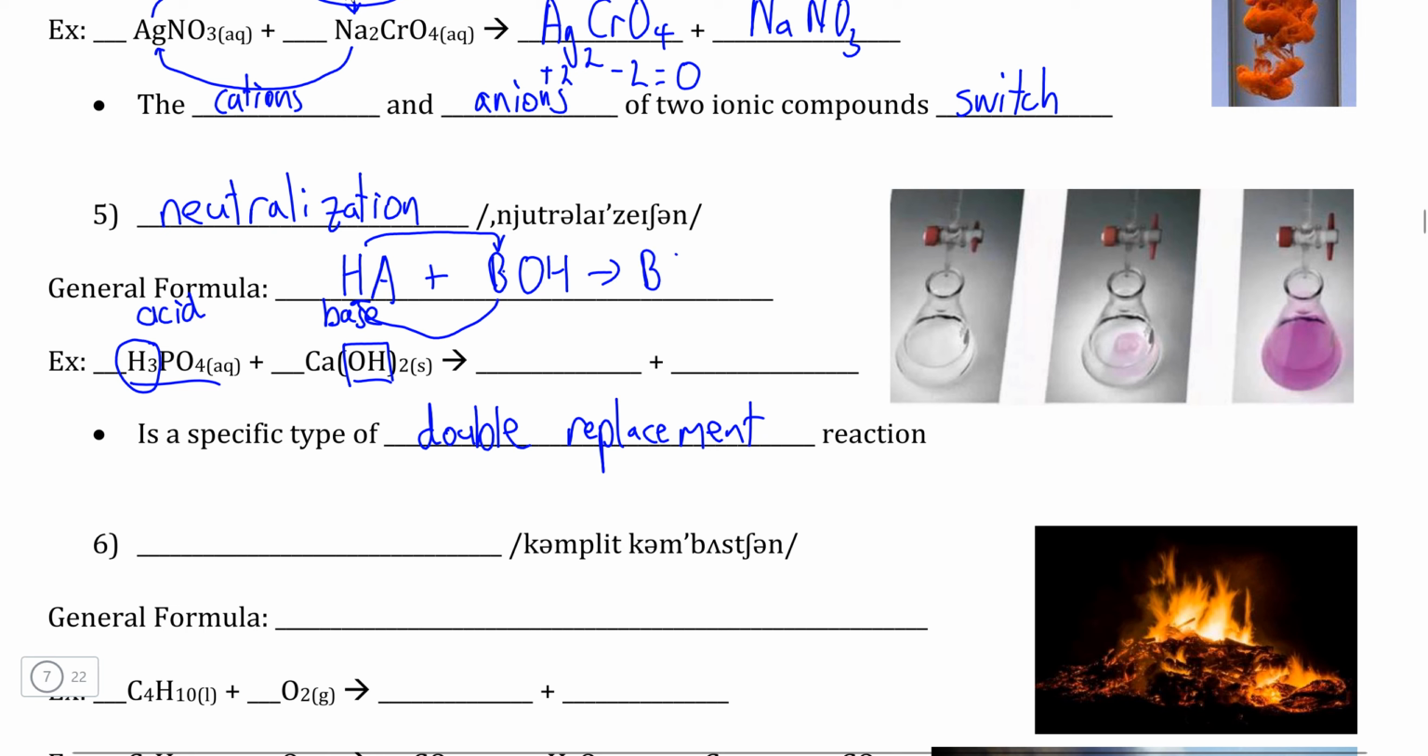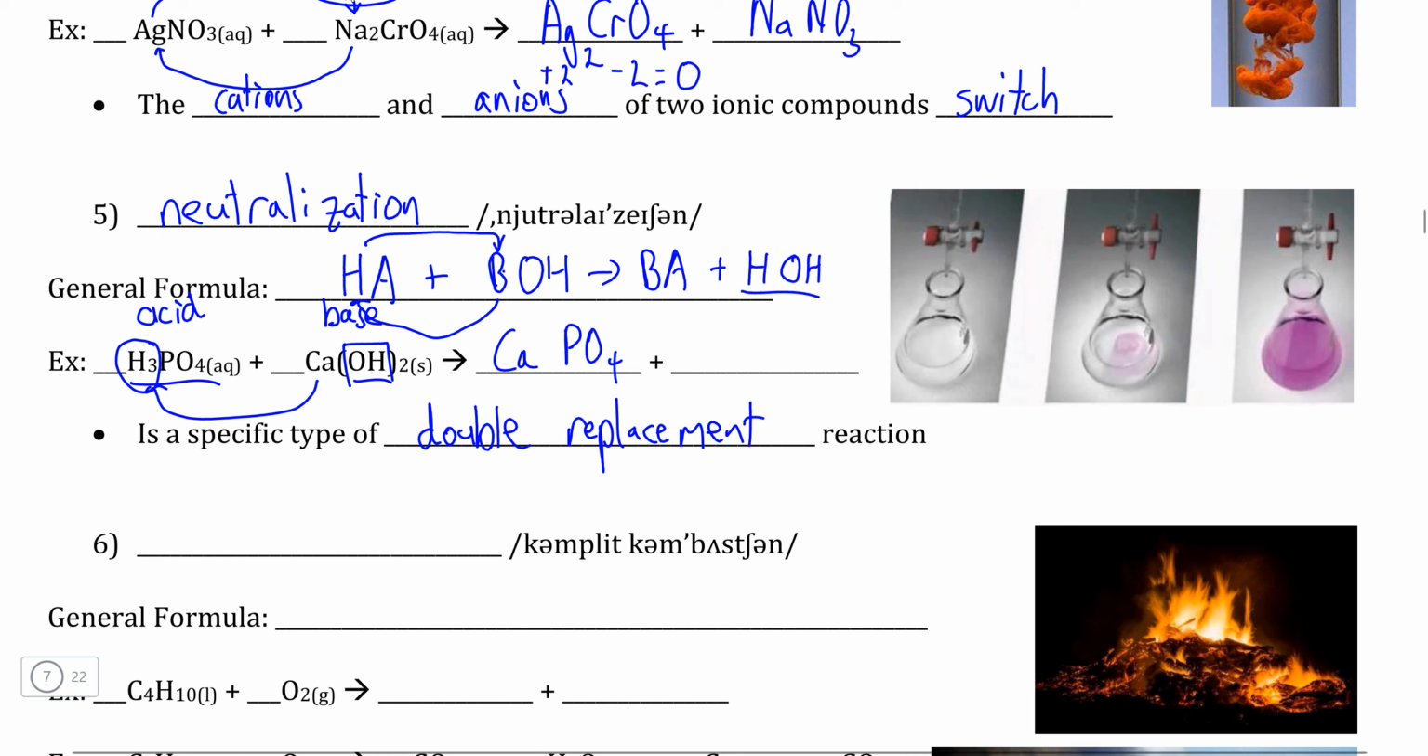So our first product compound is going to be Ba, the metal from the base, switching places with hydrogen in order to pair with the anion, the negative ion from the acid. So this would be calcium phosphate. And again, we'll need to check the charge to get the correct chemical formula, but then we have the hydrogen displacing the metal from the base, meaning that the hydrogen is now going to pair with the hydroxide.